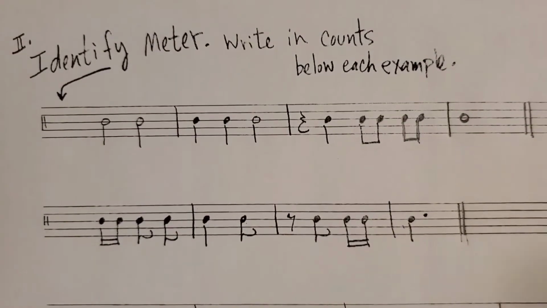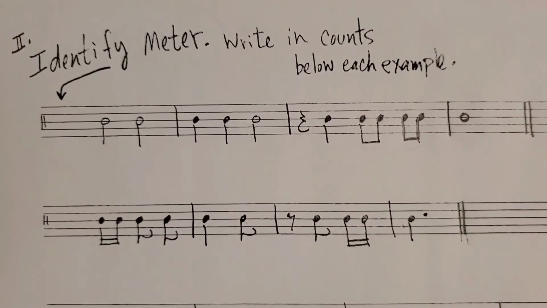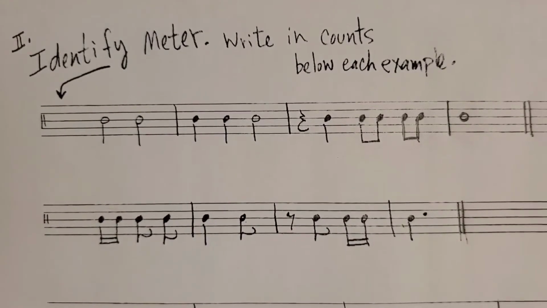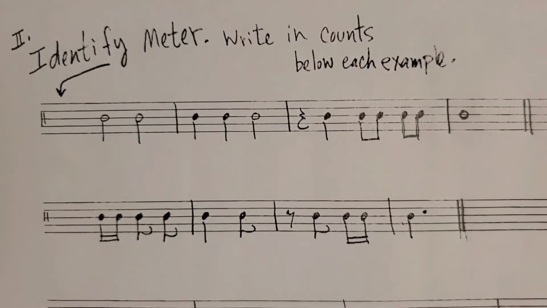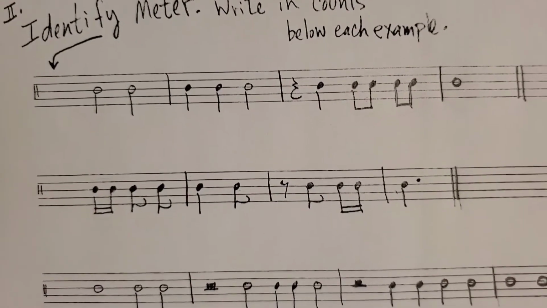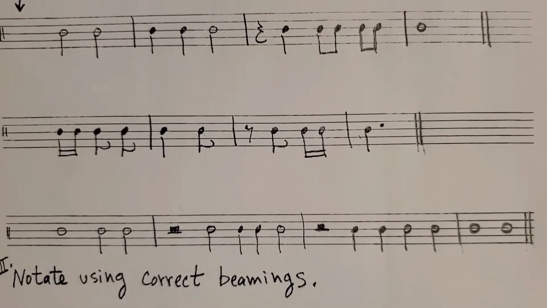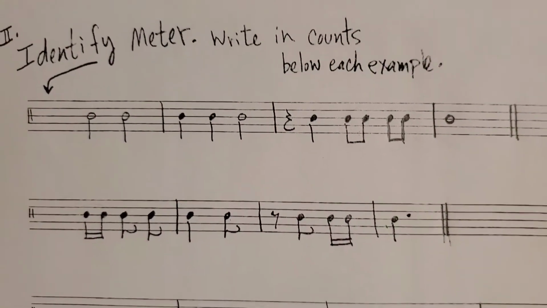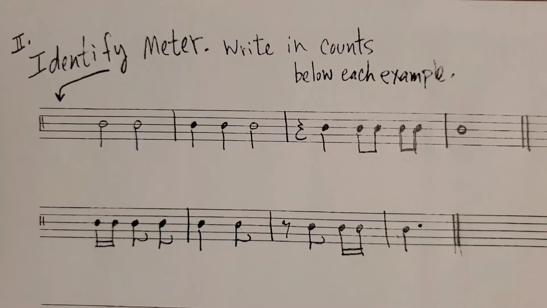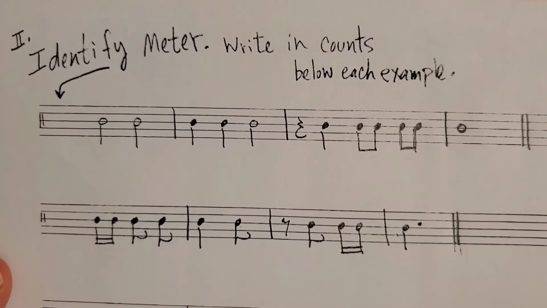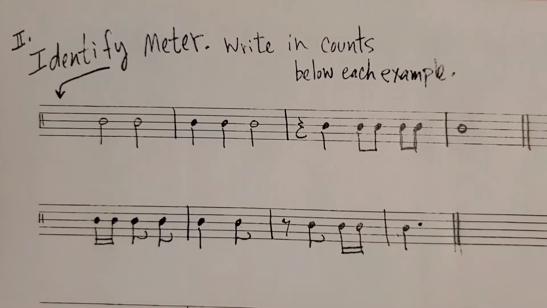All right, in this section of the video, we're going to take a look at some rhythmic passages and try to figure out what is the best time signature for those rhythmic passages. Now, when you're looking at these examples, the first thing that you want to think about is what note value is getting the beat. Then from there, you can figure out how many beats there are.